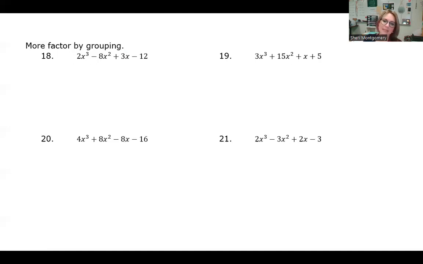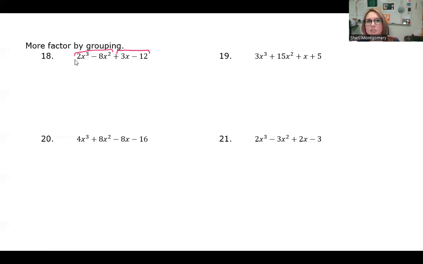All right, we've got one last section and then you'll have time to get started on your homework. The last section is factor by grouping. This works the exact same way that we did our homework last time. The only difference is we have things that are cubed. That's fine. We can still factor by grouping. We're still going to have our two groups.